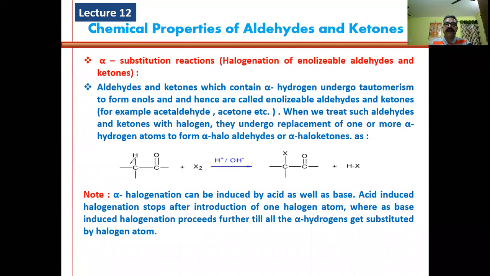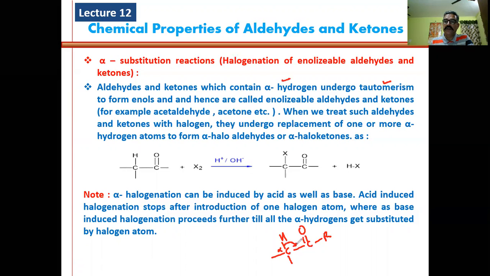Alpha substitution reactions, halogenation of enolizable aldehydes and ketones. Aldehydes and ketones which contain alpha hydrogen atom undergo tautomerism to form enols and hence are called enolizable aldehydes and ketones. Look here, children, aldehydes and ketones which contain hydrogen atom on alpha carbon. This is alpha carbon. This carbon atom attached to the carbonyl group is alpha carbon, and the hydrogen atom attached to it is called as alpha hydrogen atom.